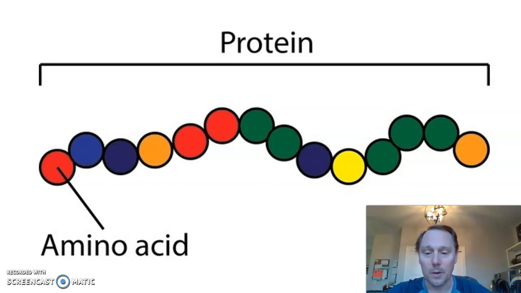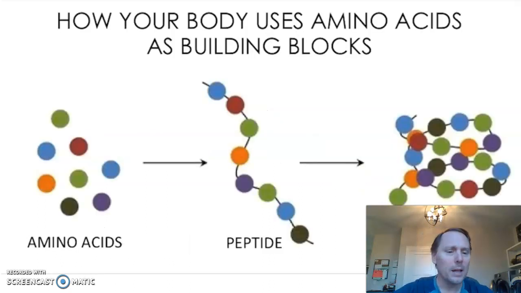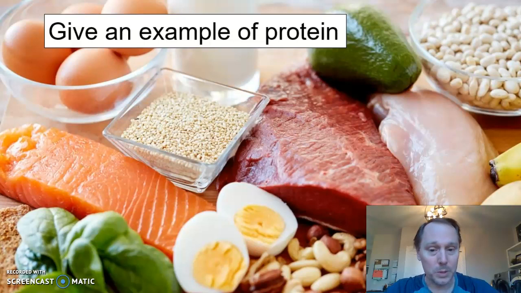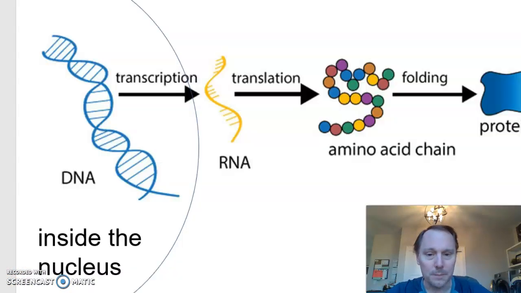Proteins are made from amino acids. Your body uses amino acids to construct proteins. It is the DNA which tells you in which order to put those amino acids. It is the RNA which does all the legwork. It goes into the nucleus, receives the information, comes out of the nucleus, and tells the cell what to do. So, some examples of protein. Eggs, nuts, fish, beef, chicken. Protein, right?